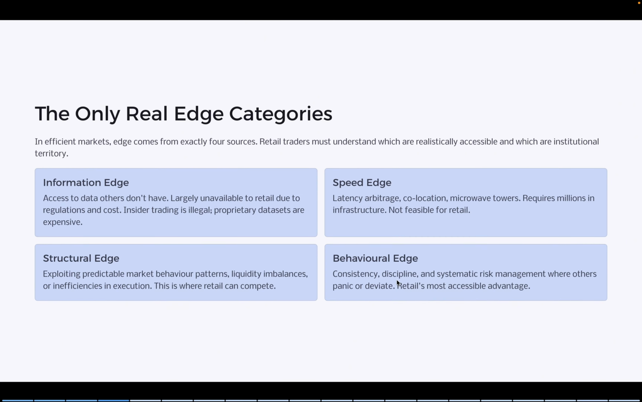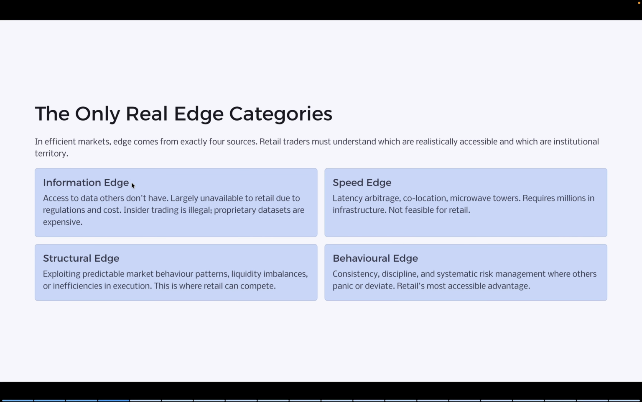Okay, so now let's get into the only real edge categories. So these are the only four categories in algorithmic trading. There's nothing more substantial in algo trading. Okay, so in efficient markets, edge comes from exactly four sources. Retail traders must understand which are realistically accessible. And again, this is for retail traders and for institutional traders: which are realistically accessible and which are institutional territory.